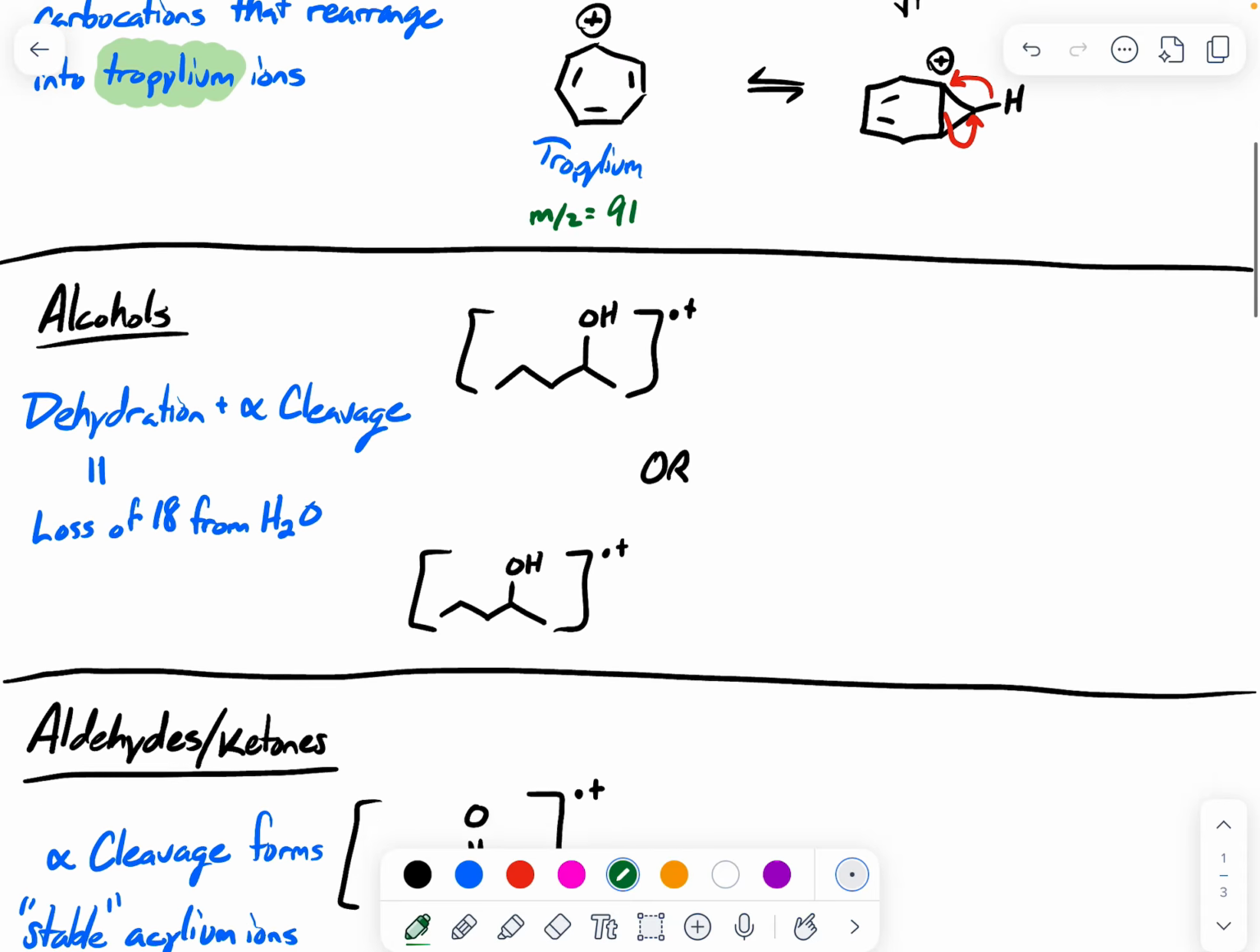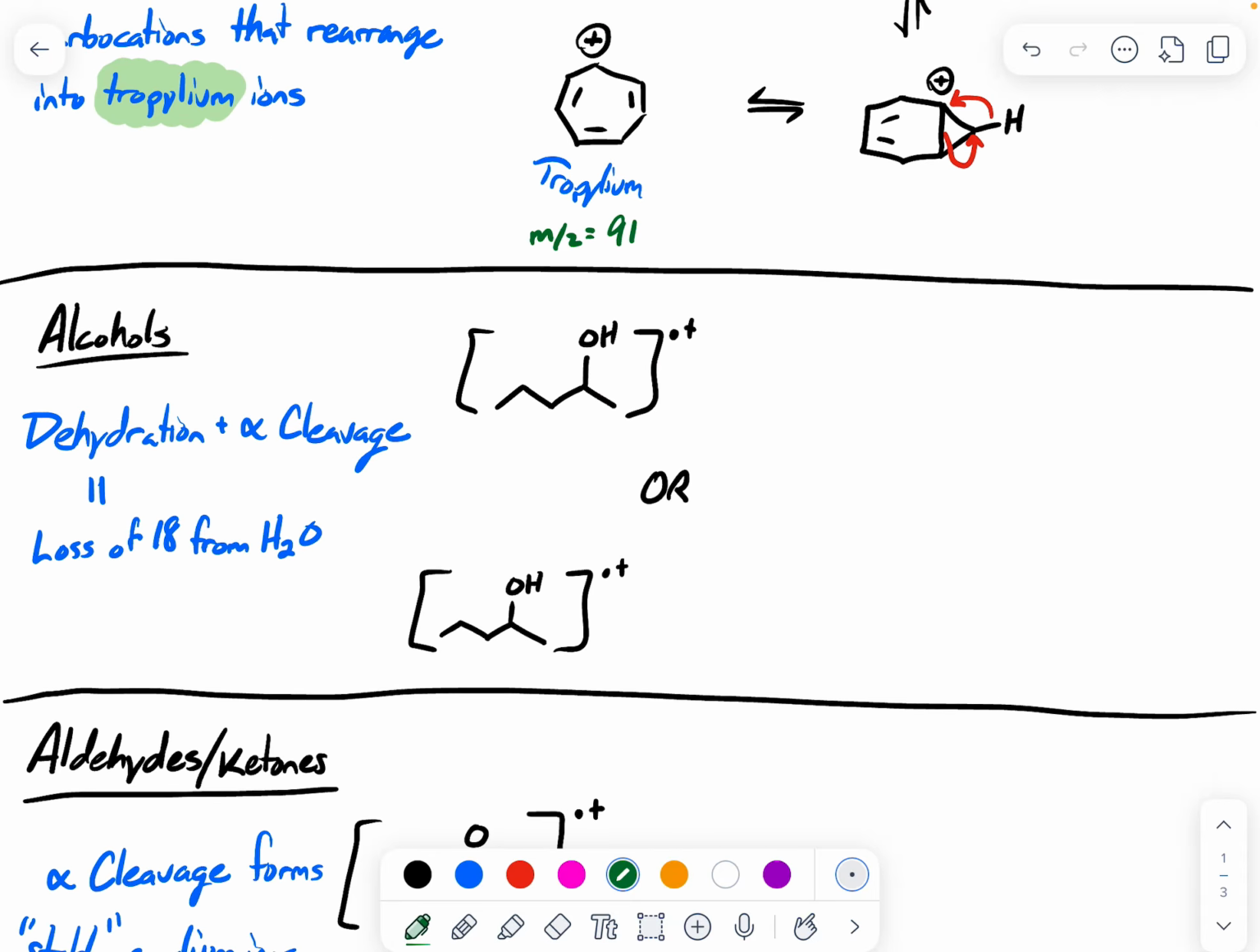Now, when we look at other functional groups, some of the main ones that we're going to care about are those that contain oxygen. So we're looking at alcohols, aldehydes, ketones, all of those. And these can have some slightly different fragmentation patterns, but they still end up doing the same ideas, right? The main thing being we're still forming favorable carbocations. So with alcohols, there are 2 ways that these can actually fragment.